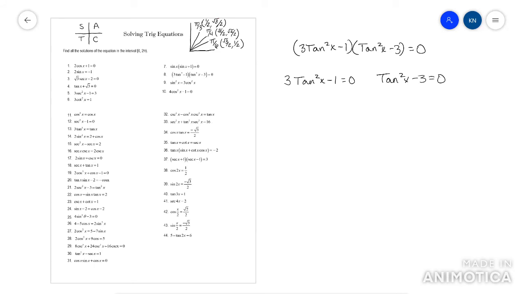So this one on the left, I'd add 1 first. And then I would divide by 3. Then I would square root. Don't forget plus minus. It's going to be 1 over root 3 here. Then for tan, I would be inverse tanning here. I've got a plus minus, meaning it's going to be in quadrant 1, 2, 3, and 4.